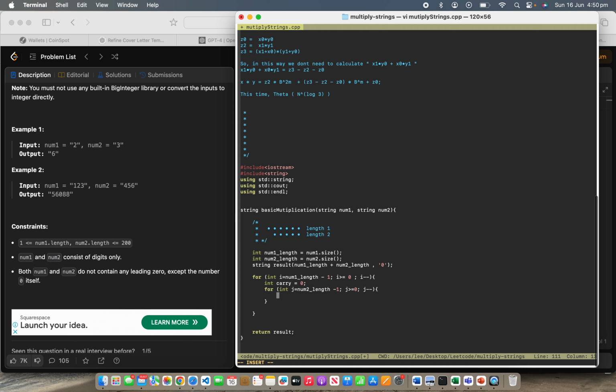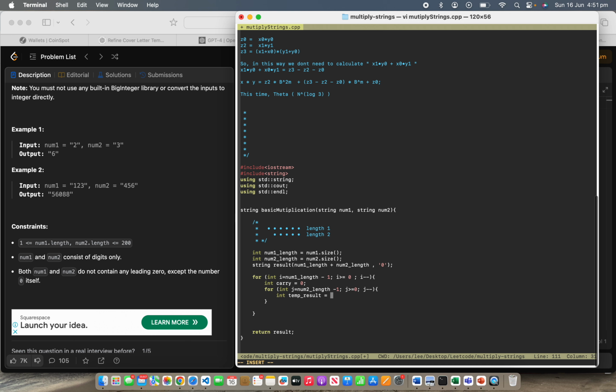Okay, so this time we're going to do a single digit multiplication like this and this. How we're going to do this, we're going to have a temp variable to store the value temporarily. So we're going to have an int temp result.